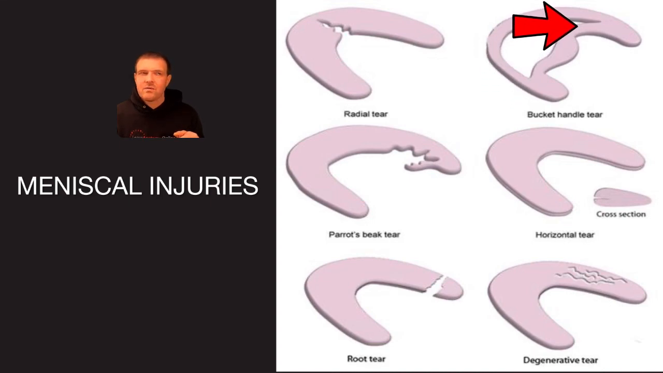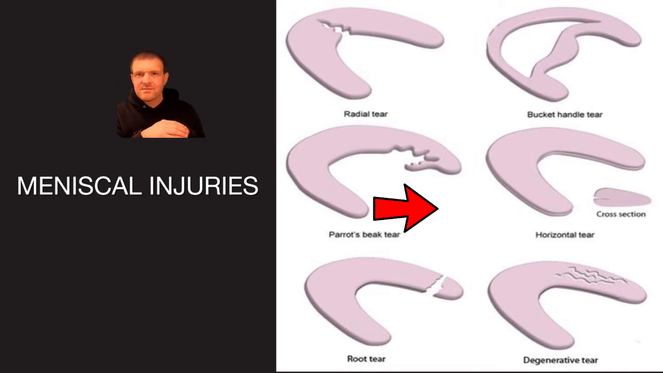There was a lad I saw last year who had a bucket handle tear, a footballer. He's only 17, because he was quite young, he decided to have the op to repair the meniscus. If he was a bit older, in his late 20s, early 30s, and he still wanted to play, you're probably better off just leaving him alone, because his recovery would be horrible. But with younger players, the surgeons will usually opt to repair the meniscus. So it depends on their age as well.